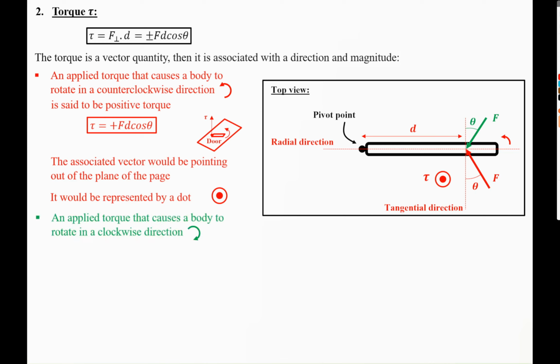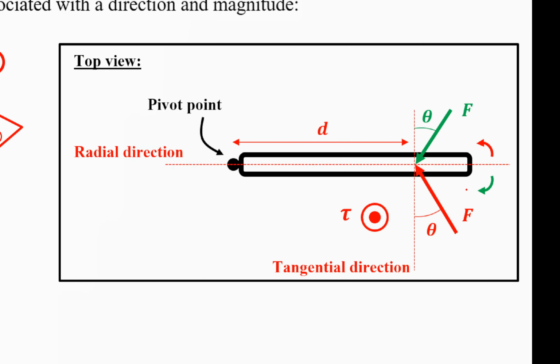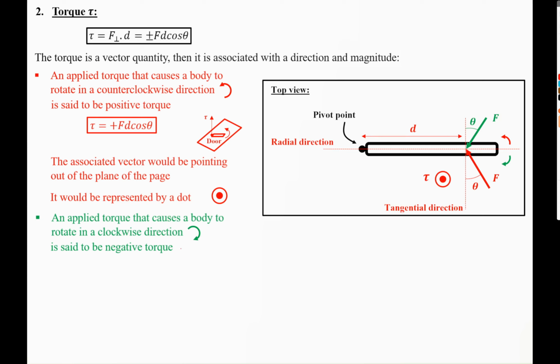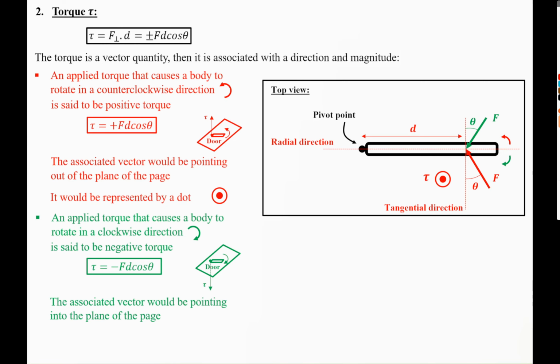An applied torque that causes a body to rotate in a clockwise direction is said to be negative torque. So if we need to calculate the torque produced by this force, this force is causing the bar or the rod or the door to rotate in a clockwise direction, which means it's a negative direction. Then it's given by minus Fd cosine theta. The associated vector would be pointing into the plane of the page, which is like that down.